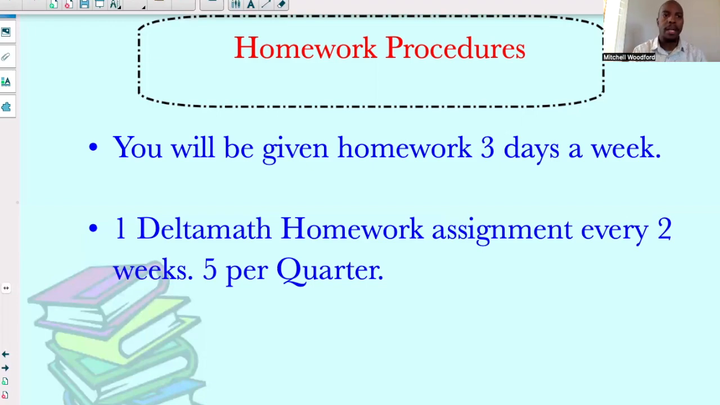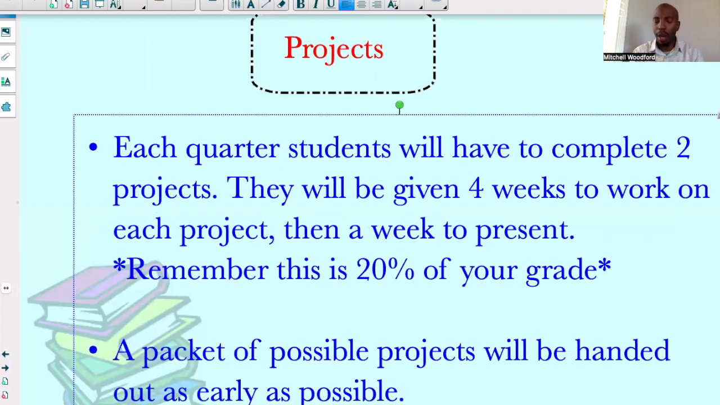All right. Projects. Now, projects are important to your grade. Each quarter, you'll have to complete 2 projects. So out of the entire year, you should be doing 8 projects. I'm going to give you a packet or a list of 4 projects for you to do, and all you have to do is 2, right? Keep that in mind. There will be 4 projects every quarter. You've got to just pick 2 out of those projects to do and have them ready.